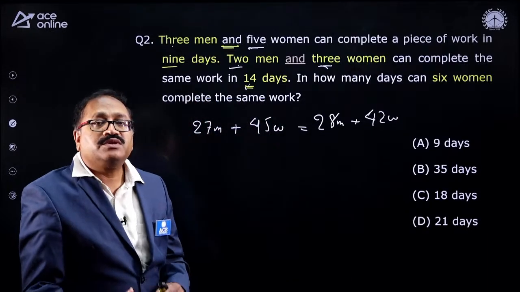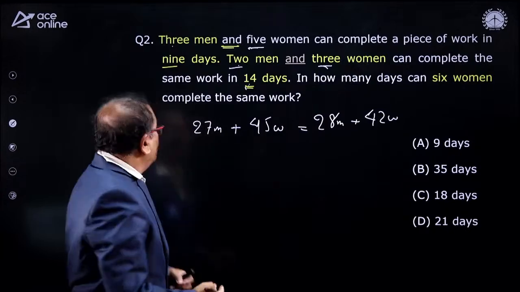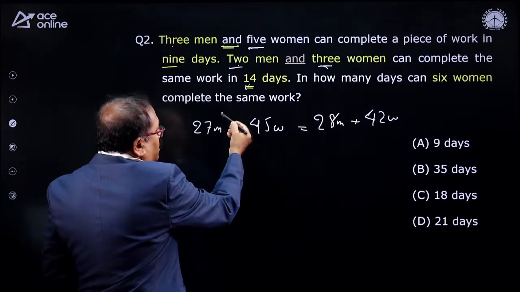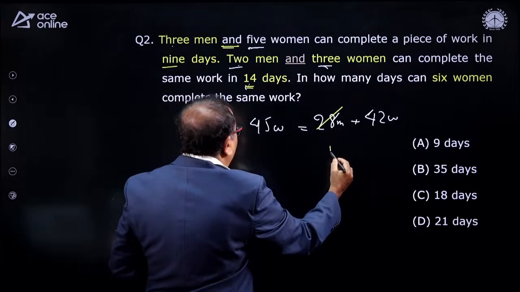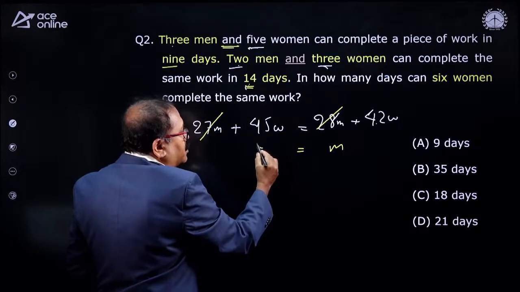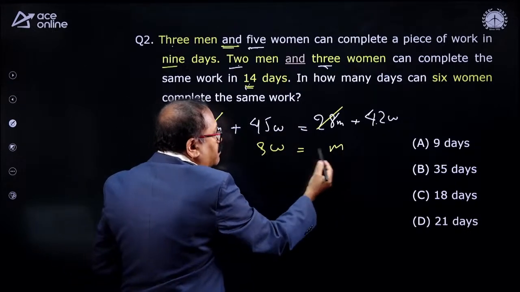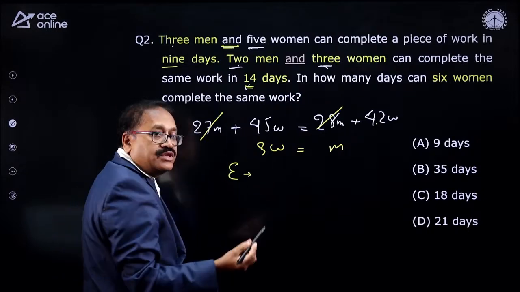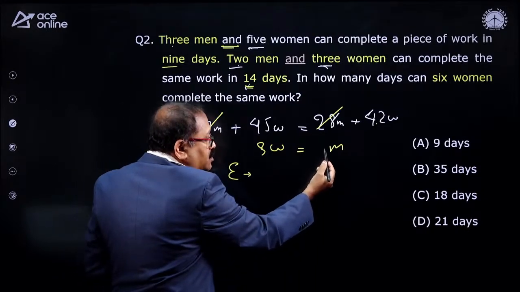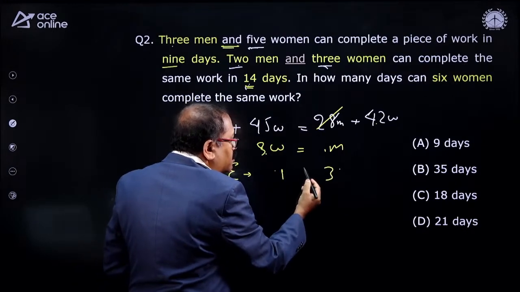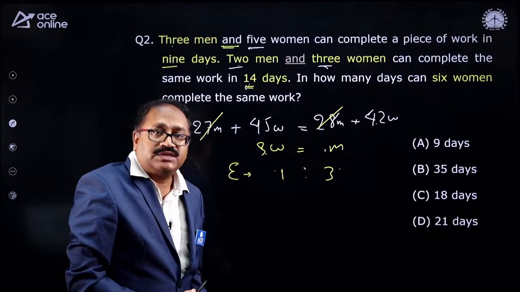By using this equation, we get the efficiency of men to women. Let's calculate this efficiency part. When I cancel this men and men, I get the 1 here, and when you bring it over here, you get the 3 women. So 1 man is equal to 3 women. Then what is the efficiency ratio? E for efficiency. This 1 will come over here and this 3 will go over here. This is what their efficiency is.